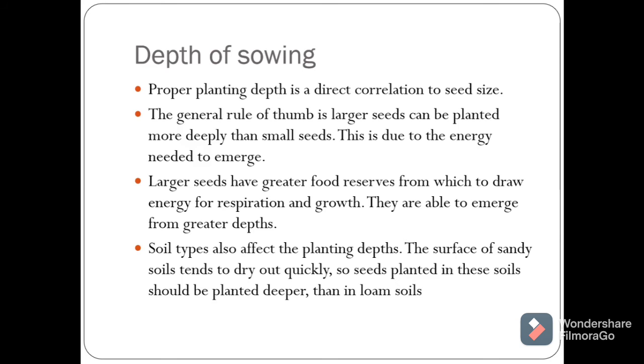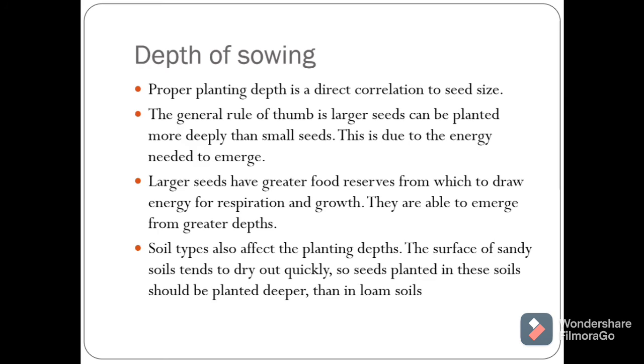According to a general thumb rule, larger seeds can be planted more deeply than small seeds. So small seeds can be sown in the upper layer, only 1 centimeter of the soil, and larger seeds can be planted more deeply, up to 5 centimeters also. This is due to the energy needed to emerge. Small seeds require less energy to emerge, and the bigger seeds require more energy to emerge. Larger seeds have greater food reserves from which to draw energy for respiration and growth, so they are able to emerge from greater depths.